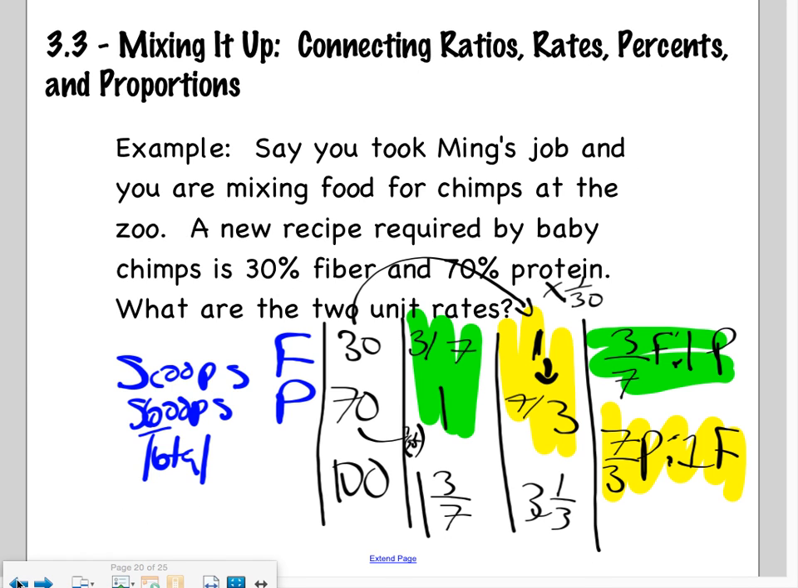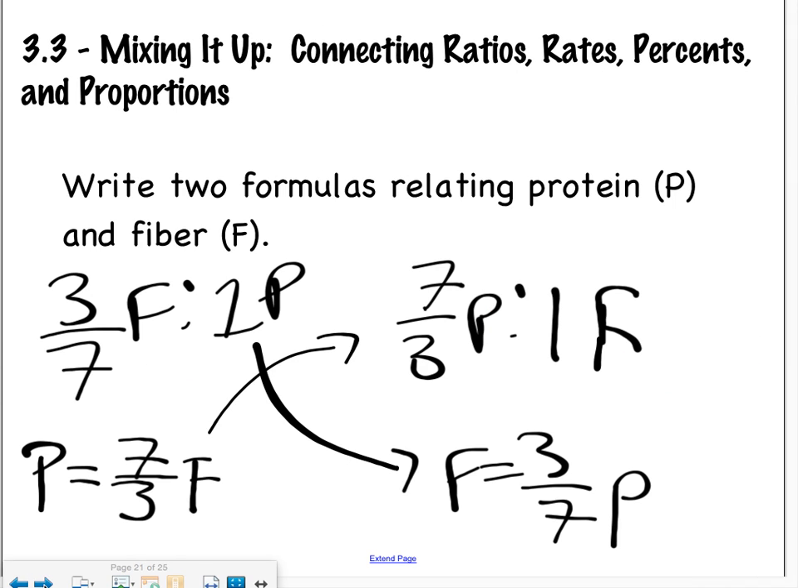Let's check our rate table. 1 scoop of protein, 3/7 fiber, so we're good. So if you come up with formulas like this and you have a rate table, make sure you check to see that you set them up correctly. Make sure it matches with your unit rates.